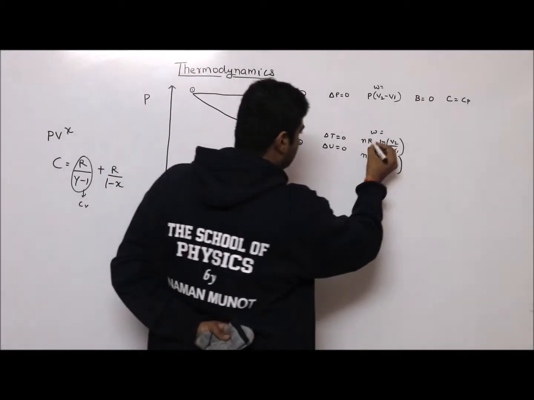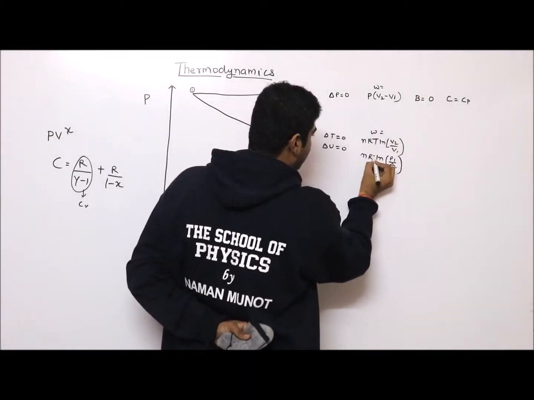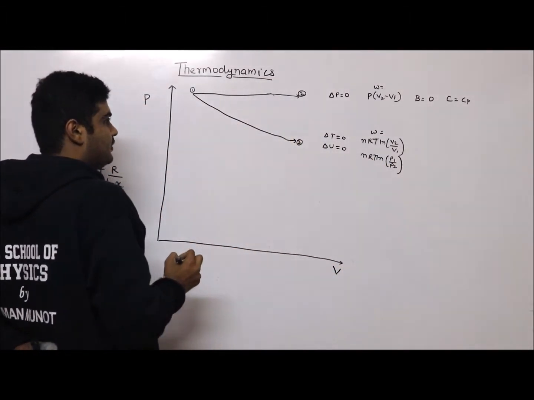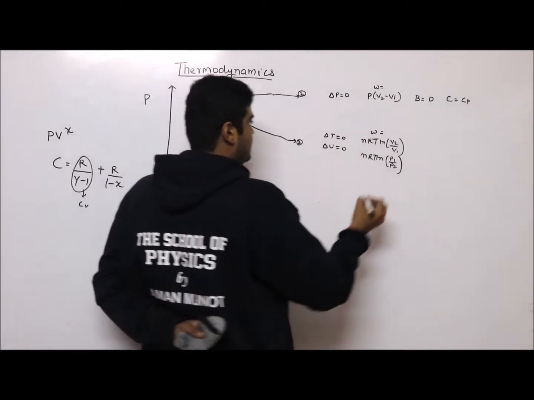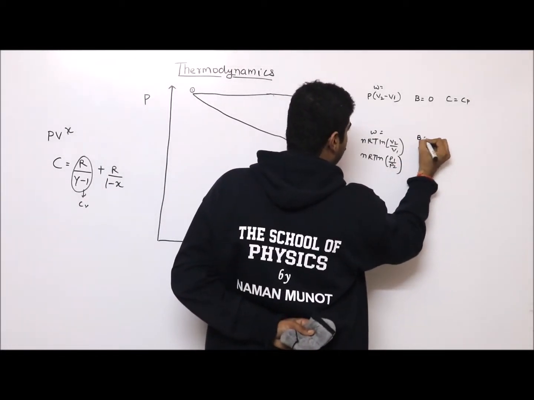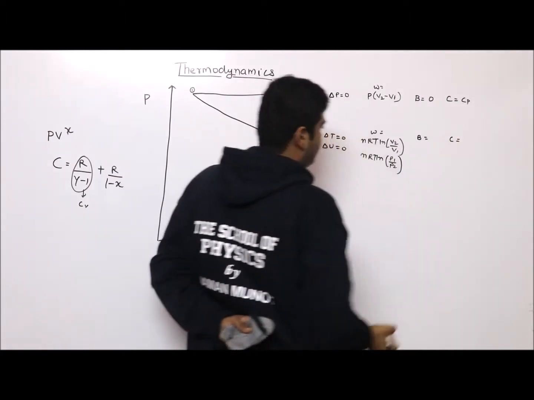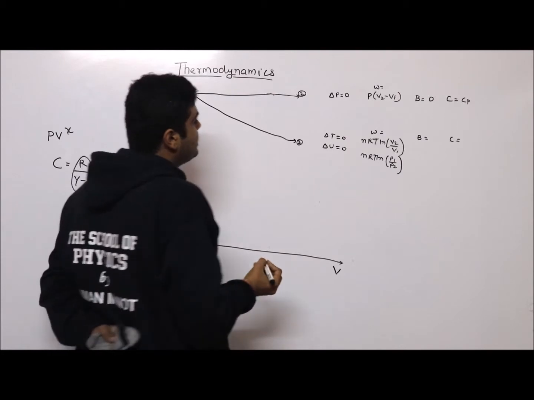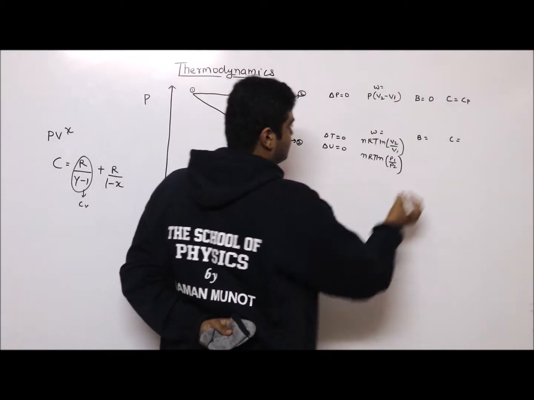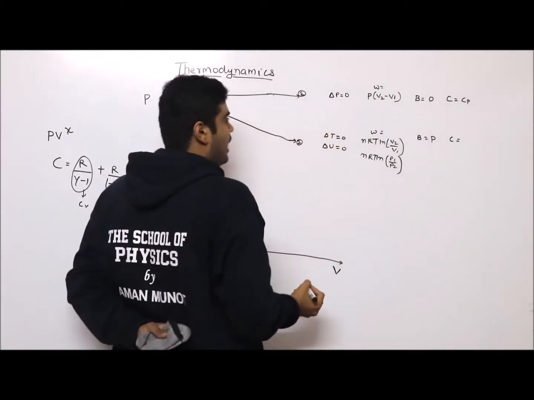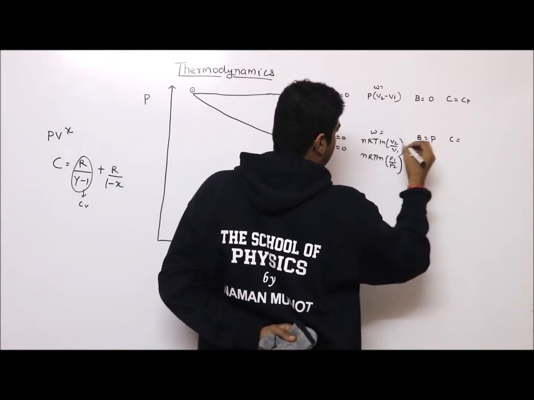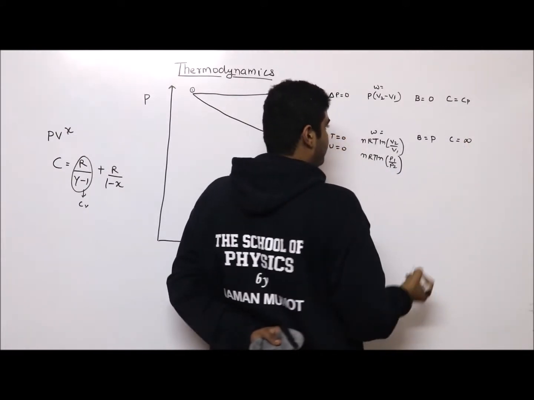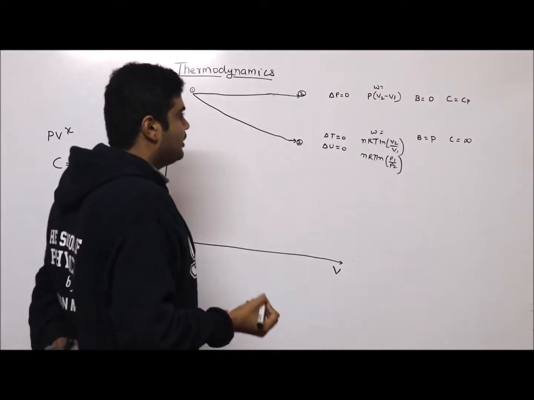So this is the work done: nRT ln V2 by V1, and nRT ln P1 by P2. In this case, the bulk modulus will be equal to P, and the C in this case would be equal to infinity.